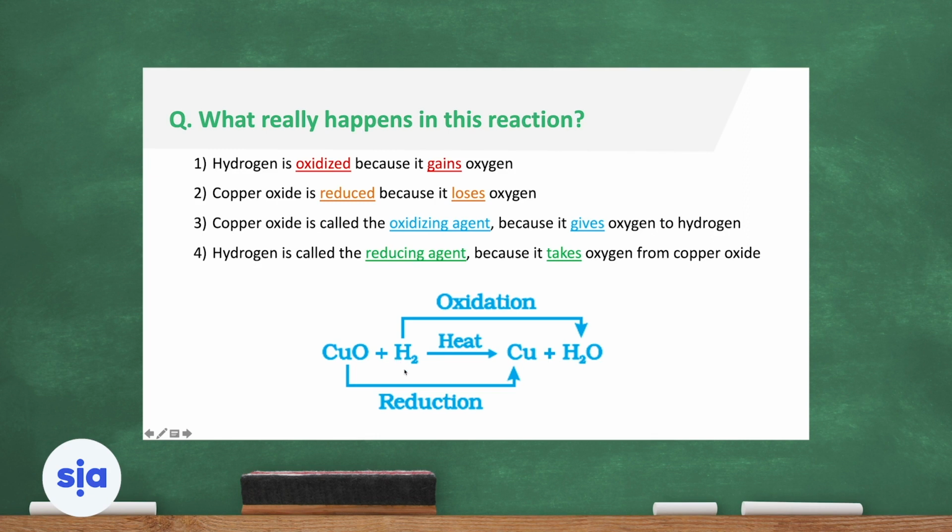Hydrogen is oxidized. At the same time, it's called the reducing agent because it caused copper oxide to be reduced. So it's the opposite. If the hydrogen is oxidized, it is called the reducing agent. And the copper oxide is reduced, it's called the oxidizing agent. So oxidation is about gaining oxygen, and reduction is about losing oxygen.